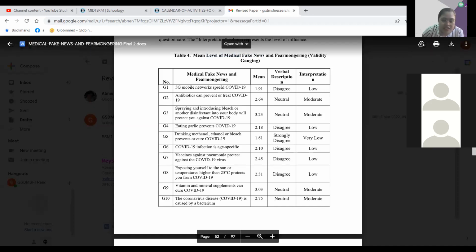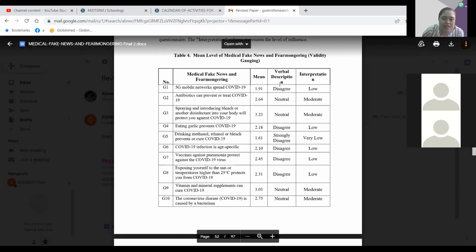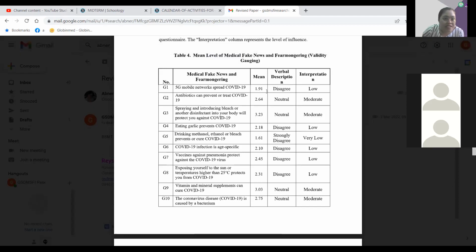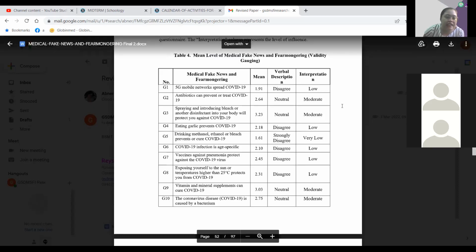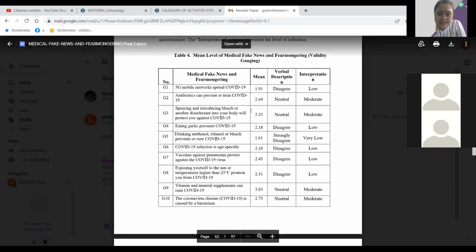So as you can see, like this one, 5G mobile networks spread COVID-19, the answer of the respondents is 1.91 lang yung mean. Sa lahat ng respondents, ito ha, if you have 300 respondents, this will be the mean of the 300 respondents. So most of them disagree, and ang interpretation niyan ng level of influence is low. Remember yung question nila sa number 2, what is the level of influence of medical fake news and fear-mongering? Okay? So yun, ang gagawin, isa-isahin.